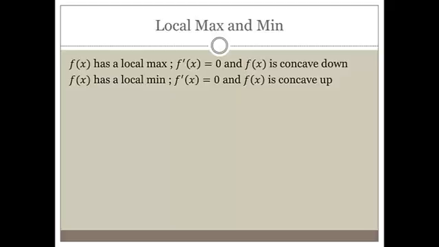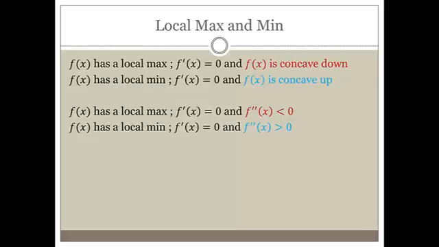So we can rewrite the first line as f of x has a local max when its derivative is 0 and its second derivative is negative. The second line can be rewritten as f of x has a local min if its derivative is 0 and its second derivative is positive. This can be summed up in what we call the second derivative test.